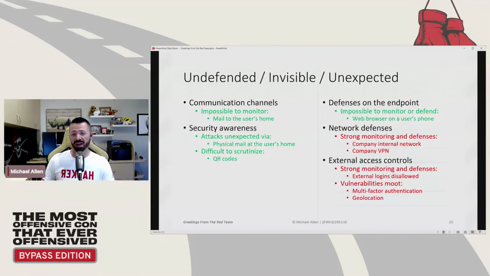And now we as attackers are having to contend with those strong monitoring and defenses on the internal network once again. Because of that, we are no longer able to take advantage of vulnerabilities that we know of in multi-factor authentication, geolocation, and other external access controls like that.